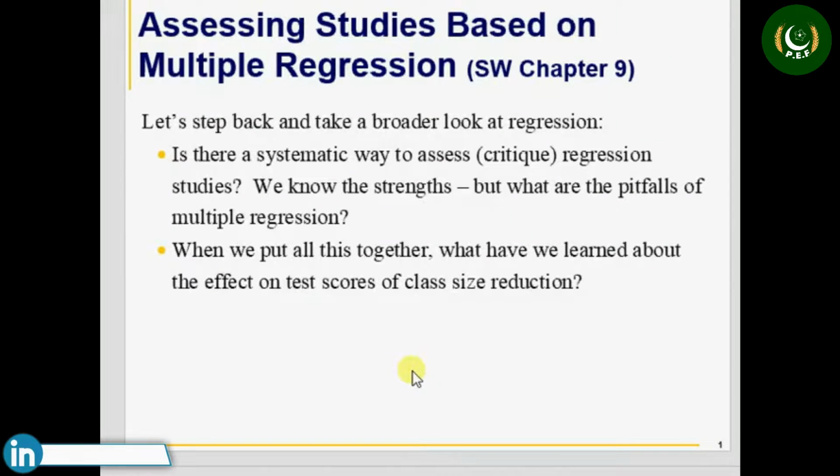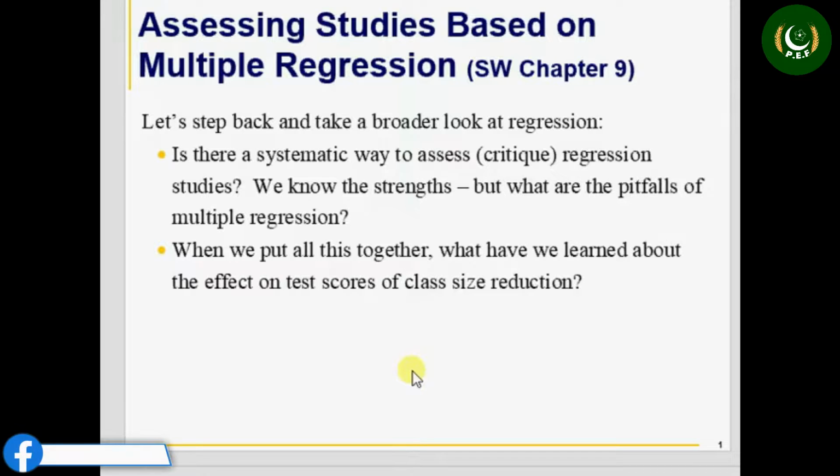Video number 24, assessing studies based on multiple regression, assessing internal and external validity of an econometric model, Chapter 9, Stock and Watson. So far we have discussed linear regression models, multiple linear regression models, and nonlinear regression functions, Chapter 4 to Chapter 8, along with Stata, and it was all a non-technical introduction without compromising on econometric concepts.